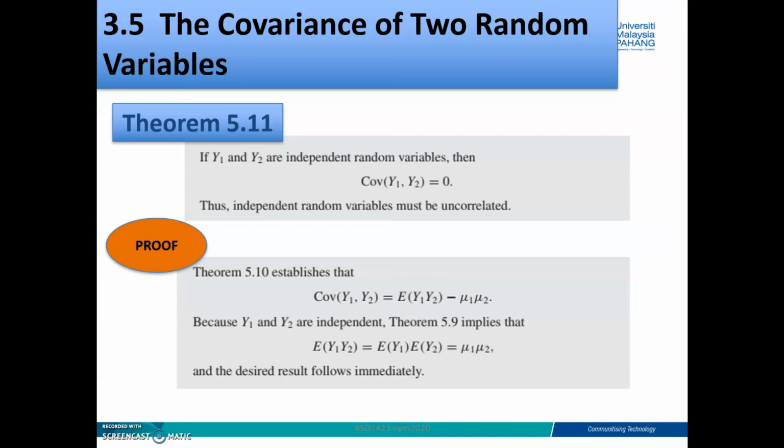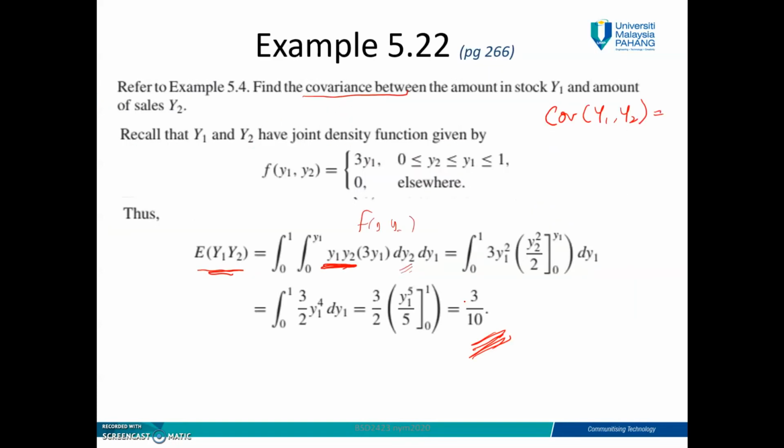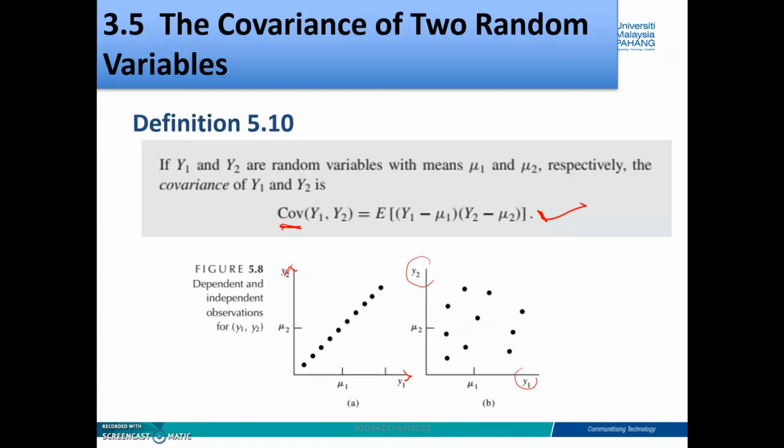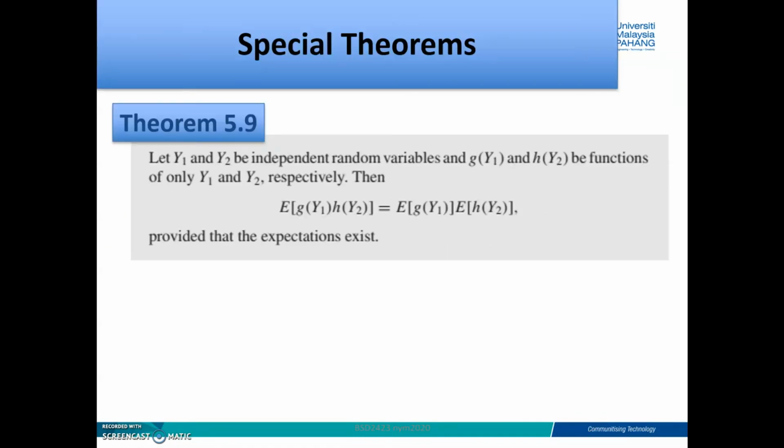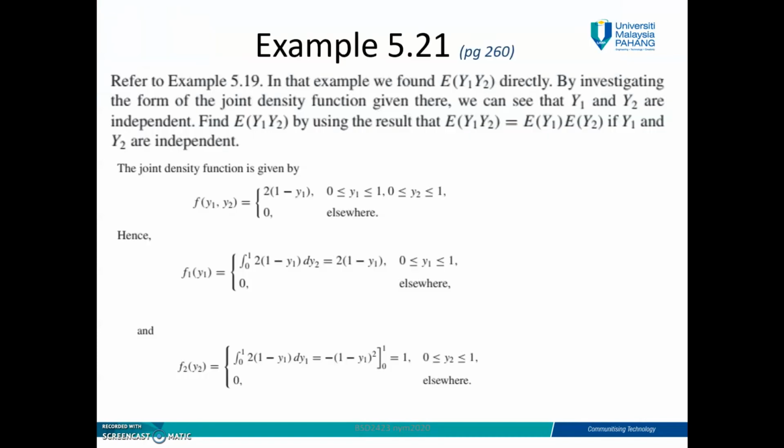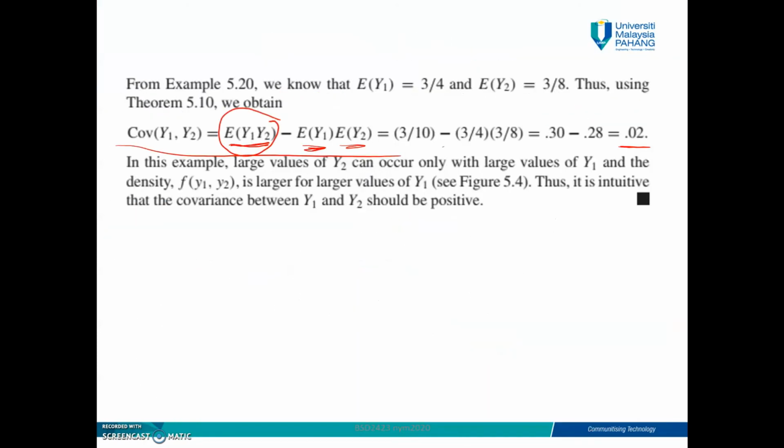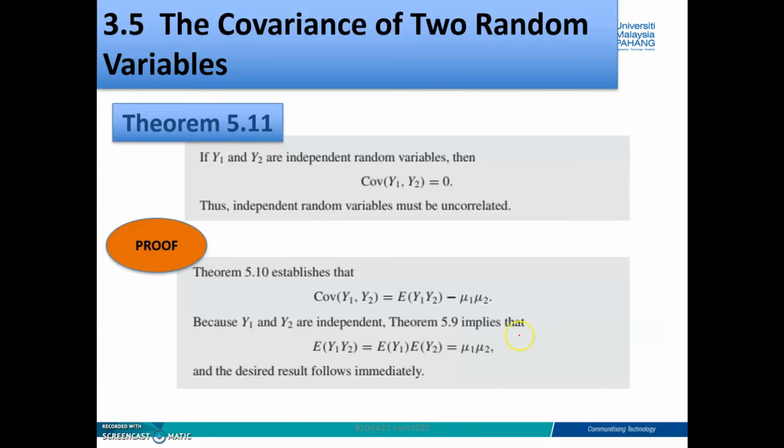So for the proof, you have theorem 5.10. Okay, establish that we have this one. Okay, then because Y1 and Y2 are independent, this one you just get like this. Okay, because theorem 5.9 implies it. Okay, if you look at theorem 5.9, this is from previous. Okay, this one is called independent when you have like this. Okay, if independent you have like this, then based on that theorem you can have this one.